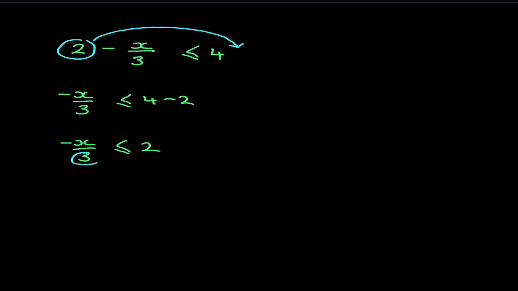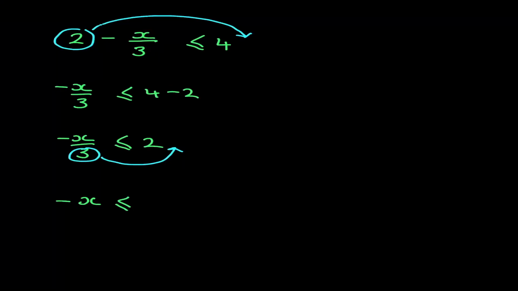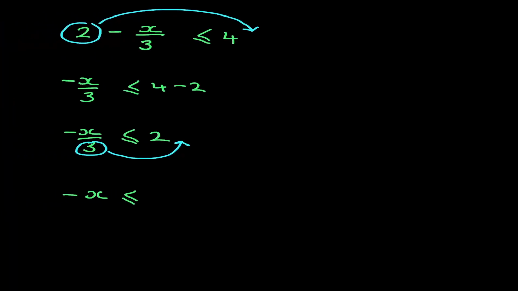Okay, next we want to get rid of this 3. So we're going to bring that 3 across. It's a divide, so when you bring it across, it becomes multiplied. So we just have negative x is less than or equal to 2 times 3, which is 6.